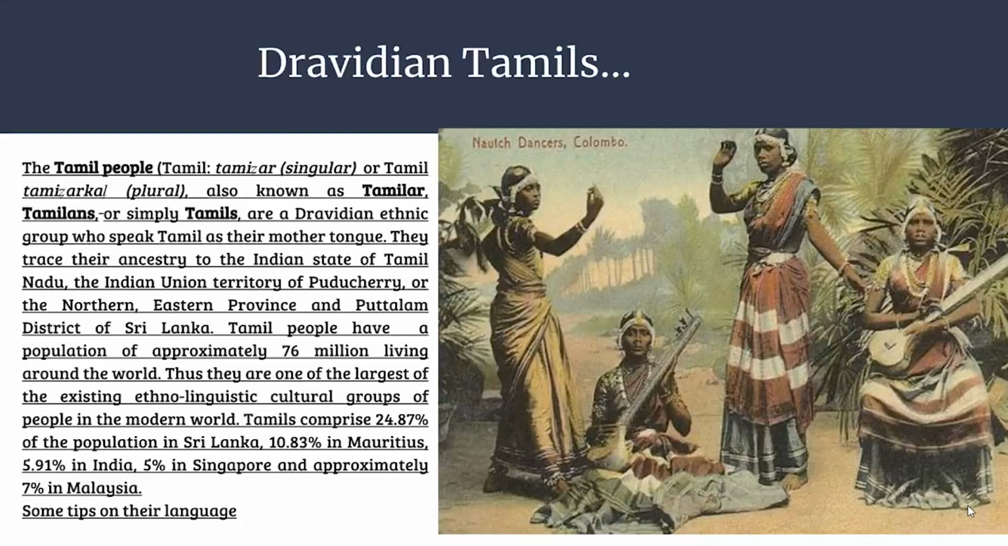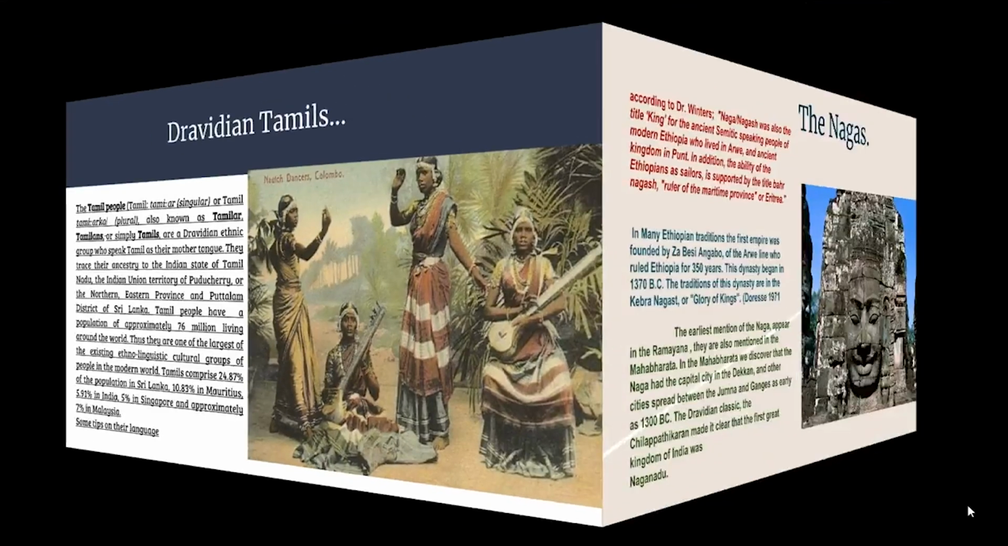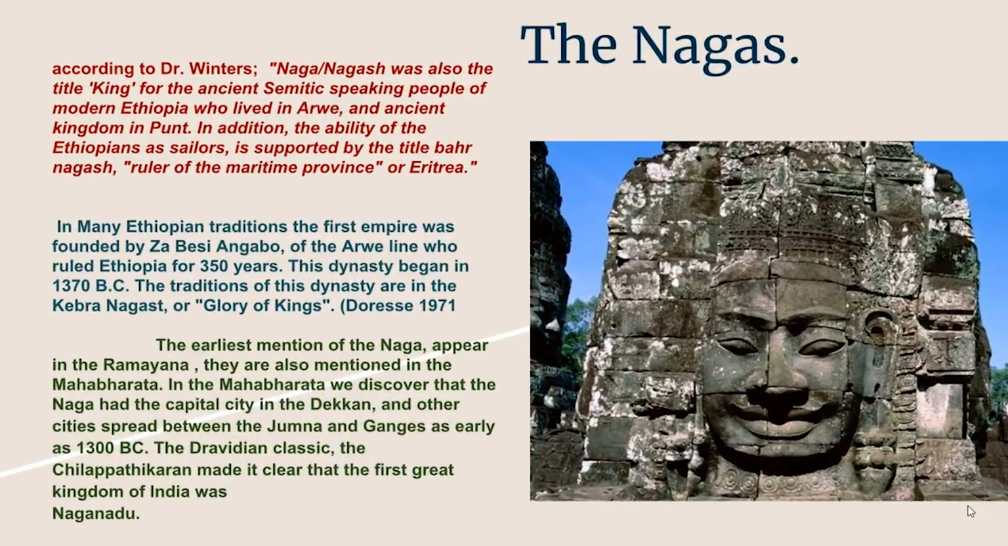Now, according to Dr. Clyde Winters, Naga or Nagash was also the title of king of the ancient Semitic-speaking people of modern Ethiopia who lived in Arwe, an ancient kingdom in Punt. In addition, the ability of the Ethiopians as sailors is supported by the title Bahr Nagash, ruler of the maritime province or Eritrea. You can see there is the image of the Naga. This will become very critical shortly.